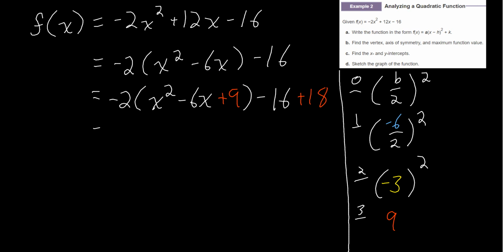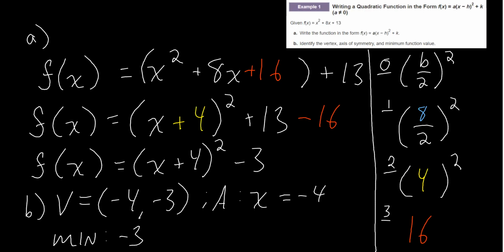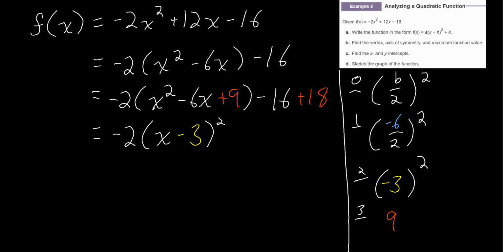Now we'll put this in factored form. It's going to be a negative 2, and then the factored form is simply going to be step 2, that's a negative 3, so it's x minus 3. I'm going to try to color coordinate so we can see exactly where these numbers are coming from. And then squared. Hopefully I put squared on this. Okay, good. And then a negative 16 and a plus 18 is just going to be a plus 2. So that was A.